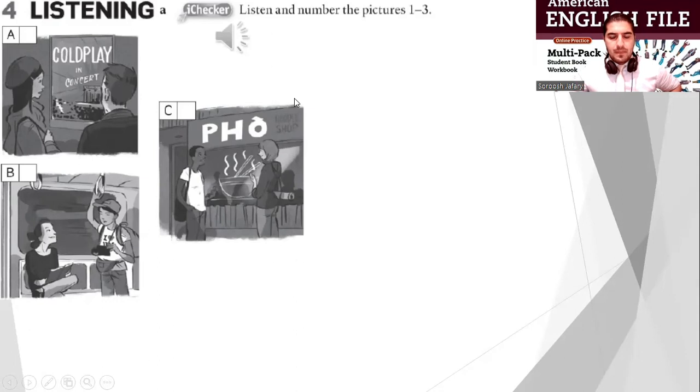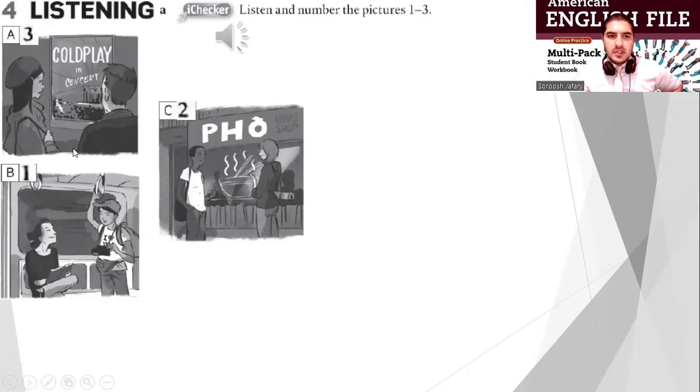File 2A, listening. 1. Are you on vacation? Yes, I am. Great. Where are you from? I'm from Osaka, in Japan. 2. Look, it's pho. Pho? What is it? It's Vietnamese food, and it's very good. 3. Look, Coldplay. They're good. Are they American? No, they aren't. Oh, where are they from? They're British.